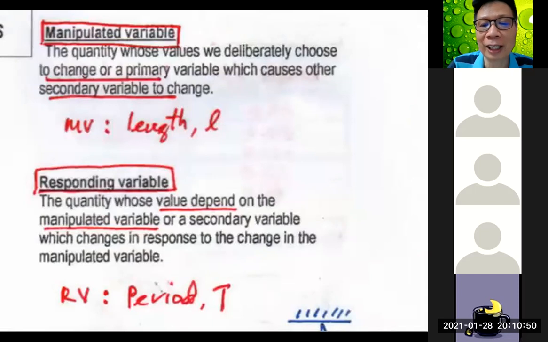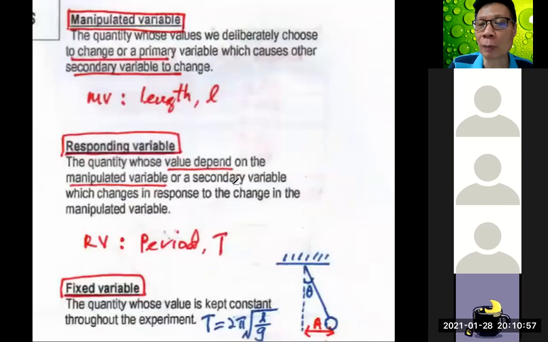All right. Next one is fixed variable. So remember, you have three variables: manipulated, responding, and fixed variable, or sometimes we say constant variable. In your opinion, in that particular experiment, what must be fixed? What must stay constant? Cannot change. Once it changes, it will change the answer. What must be the constant variable?